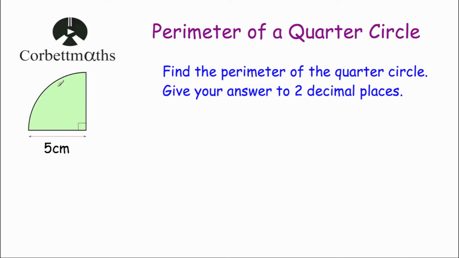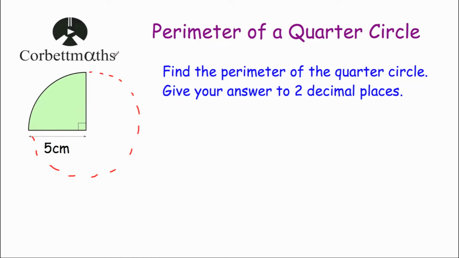So before you watch this video, I'd highly recommend you watch the video on circumference on Corbettmaths. It goes through how to find the circumference, the distance around the outside of a whole circle. In this video, we're going to focus on a quarter circle. So to do that, we're going to find the circumference of the whole circle. So we're going to pretend it's a whole circle. We do pi times diameter, and that gives us the circumference of the whole circle. And then if we divide it by 4, we'll get the length of this arc. Then we can just add on the radius and the other radius, and that will give us the perimeter of the quarter circle.